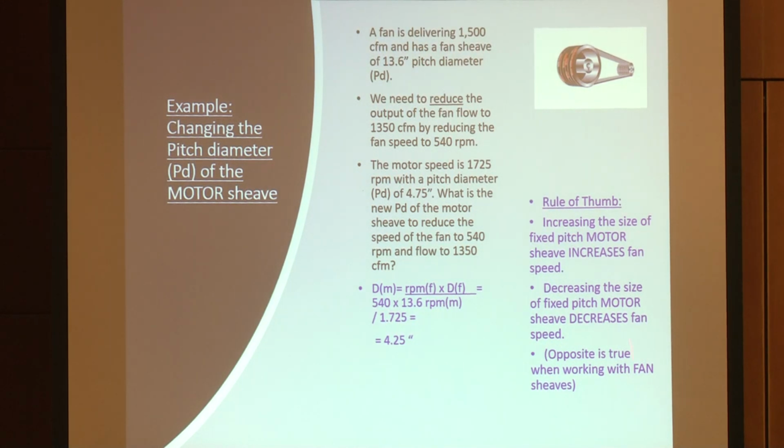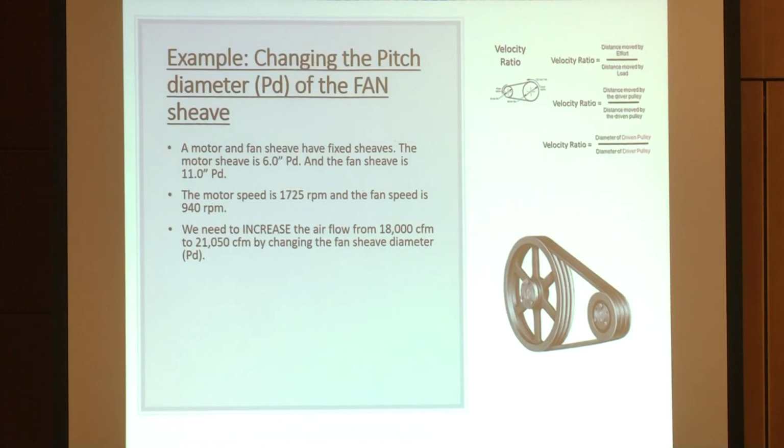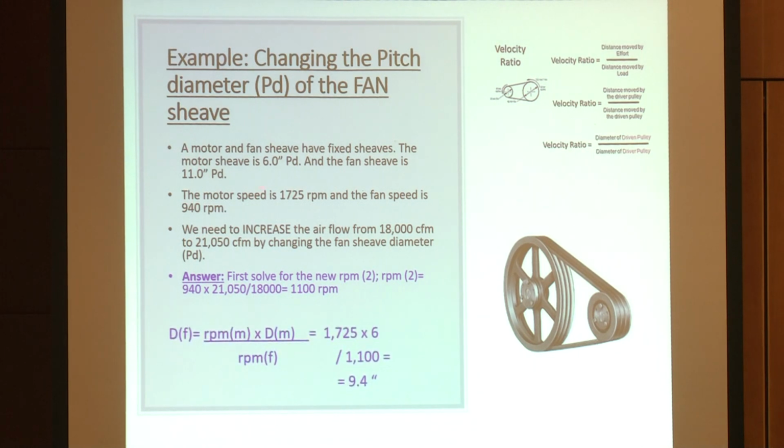So the rule of thumb that we use in the business is if we increase the size of the motor sheave, it increases the fan speed. Decreasing it obviously is the opposite. A lot of times we change sheaves on motors, a lot of times we change sheaves on fans. So if you do the fan, it's obviously a different process. So here we're trying to take that to a different speed, increasing the flow to 18,000. So we solve for the new RPM, and then we take that diameter of the sheave, put it in our formula, and then we come up with a 9.4 inch sheave as opposed to the original.